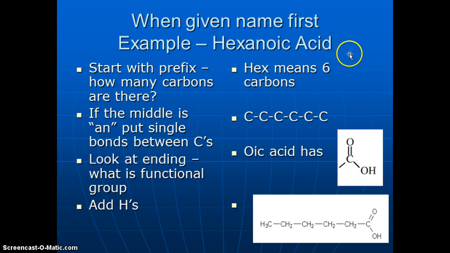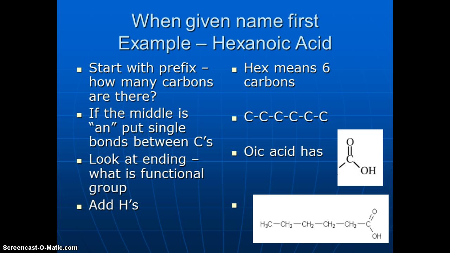The oic acid tells me it's a carboxylic acid. So at the end carbon, I have to have a double bond to an oxygen and an O bonded to an H. And chemists get a little lazy sometimes, and look, there is no bond or stick or line drawn between the O and the H, but it is really there. They just got a little lazy and left it off. So it's really an O line H, but if you want to write it like this, you can. So here is what the molecule looks like.